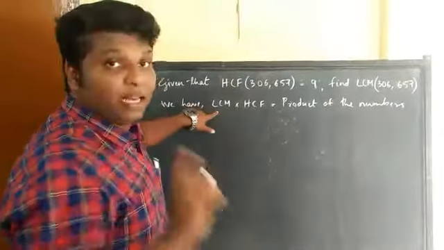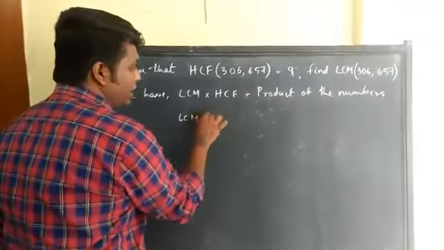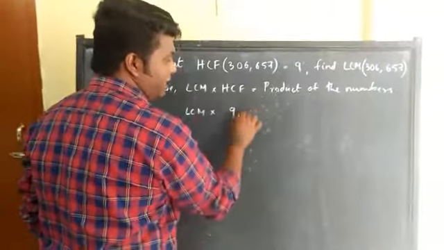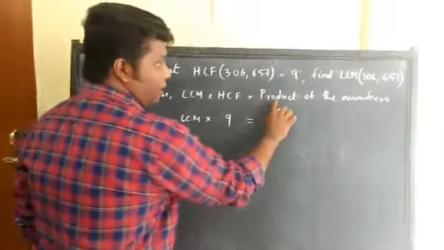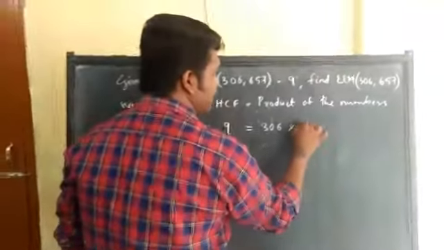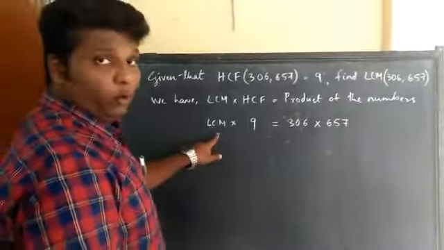HCF is given. So LCM नहीं दिया है. LCM नहीं दिया है इसलिए LCM into HCF तो दिया है इधर. कितना है LCM? HCF कितना है? 9 है. So 9 is given here, equal to the product of the numbers. Numbers are 306 and 657. Now we want only the LCM.